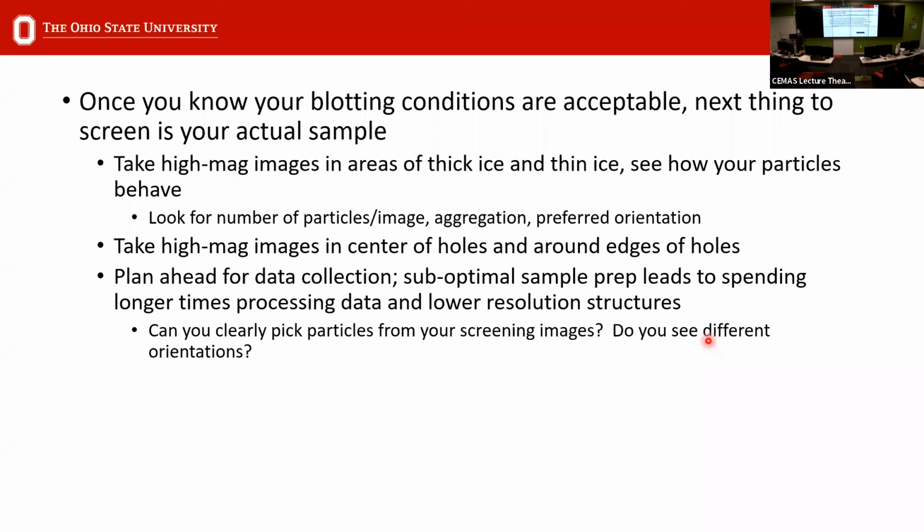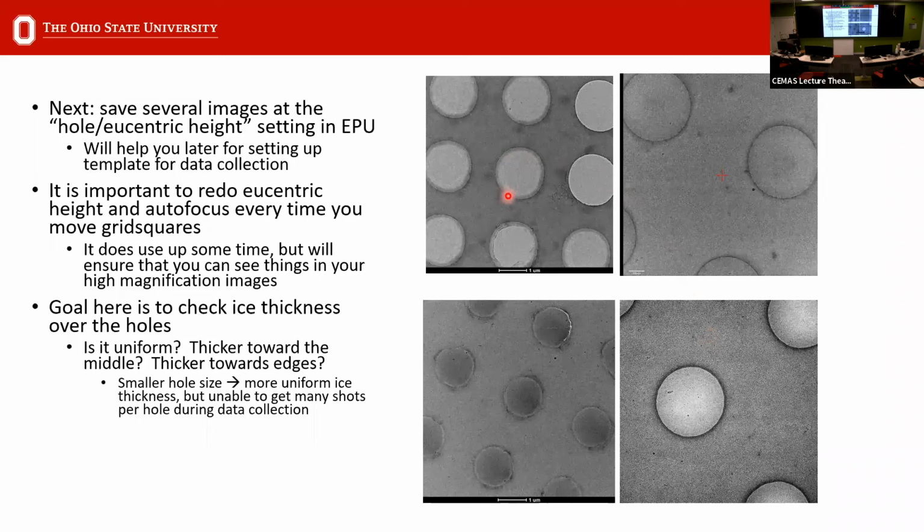So I encourage users to take high magnification images in areas of thick ice and thin ice, because you want to see how your particles are behaving and what your data images are actually going to look like. So this is your chance to get a little bit of a preview of what your Krios data is going to look like. So things to look for are, how many particles per image are you getting? Do you see any signs of aggregation? Or do you see any signs of preferred orientation? Then take high mag images in the center of holes and around the edges of holes. Because when you're setting up your data acquisition, you can tell the camera to either be here or here. And you want to be where your particles are.